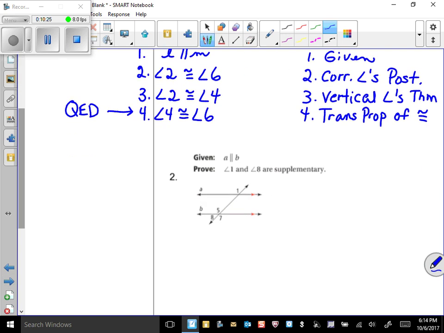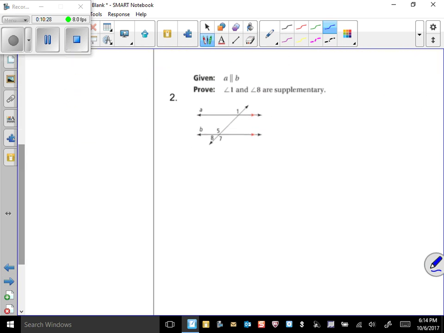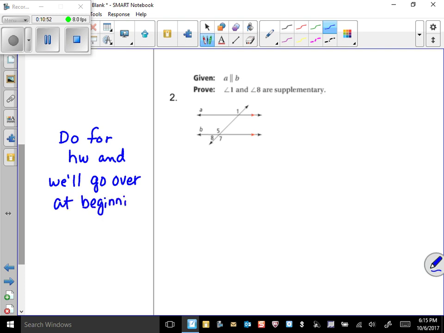Okay, this coming proof here is a really, really nice proof, and I don't want to spoil it by doing it for you too soon. So I want you to do this one on your own. And then we'll go over it at the beginning of class. Do for homework, and we'll go over. You got to give it a try. I'm going to be checking. This is a really good proof, and I will tell you that it took me 7 steps, and I believe that's correct this time. Do for homework, and we'll go over at beginning of class. Don't want to spoil it by showing you how it turns out.